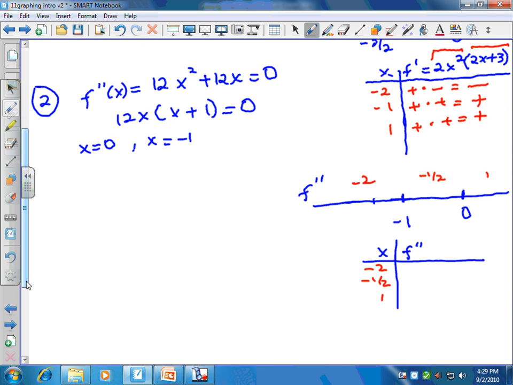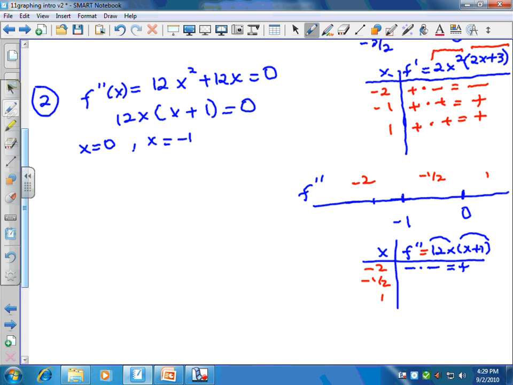Plug them into f double prime this time, which happens to be 12x times x plus 1. Again, if you plug in a negative for x, you get negative for the first portion, and you get negative for the second portion, so the end result is positive. If you like, you can use your tables option. Put your f double prime in y and then go to the tables and just plug in -2 and so forth. That would be another way to get your results.